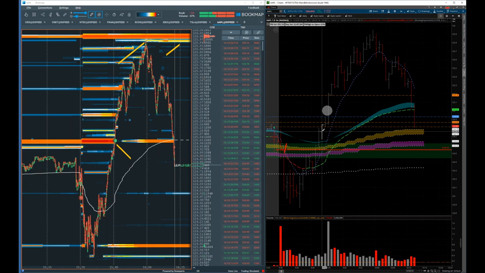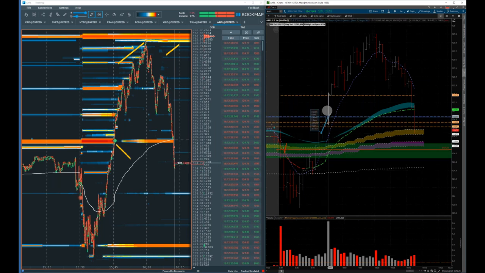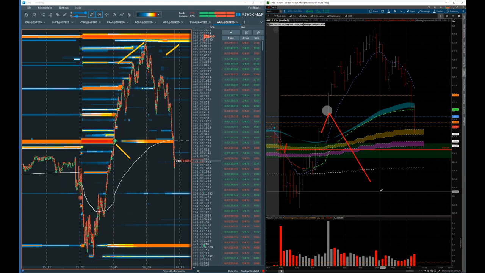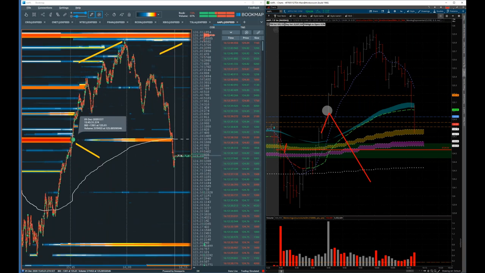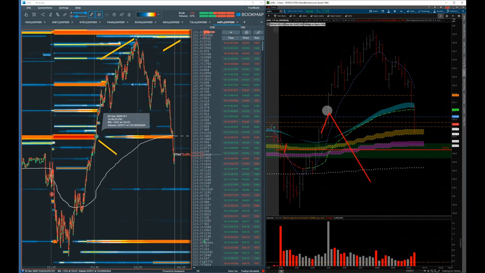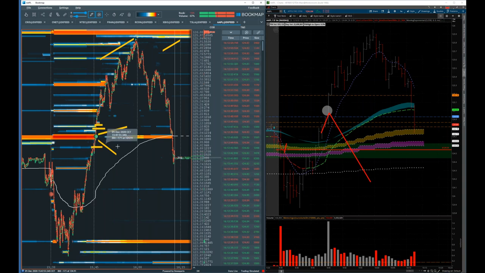But for the reason above, I have a 125 Bookmap resistance. I know that this stock could push and then reject the 125 and go all the way down. So I want to see a clear removal of this liquidity over here on the ask at 125 and push. So I would go long at 125 and 20, risking just 20 or 30 cents below.